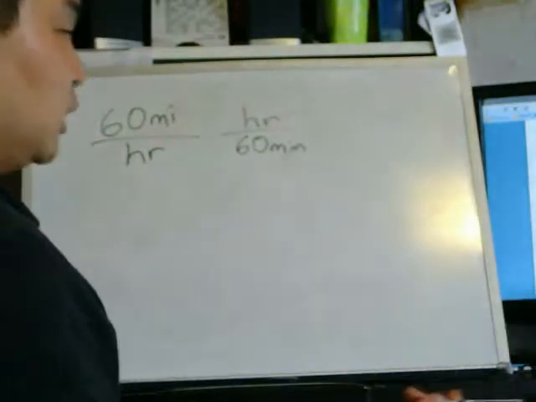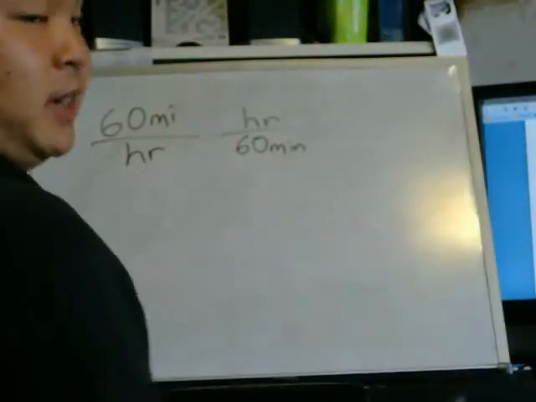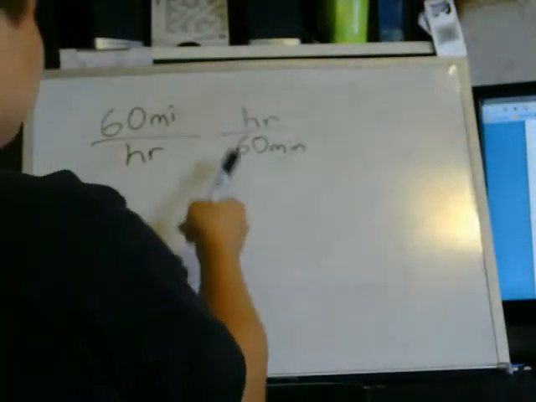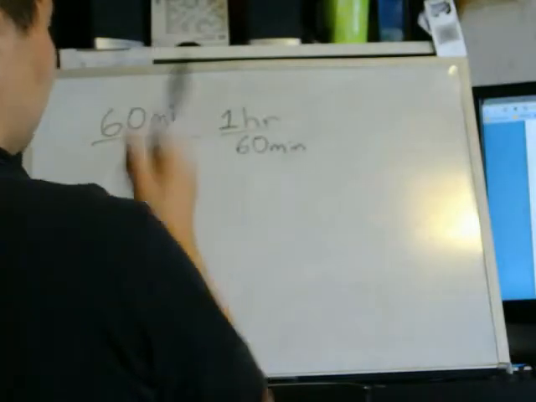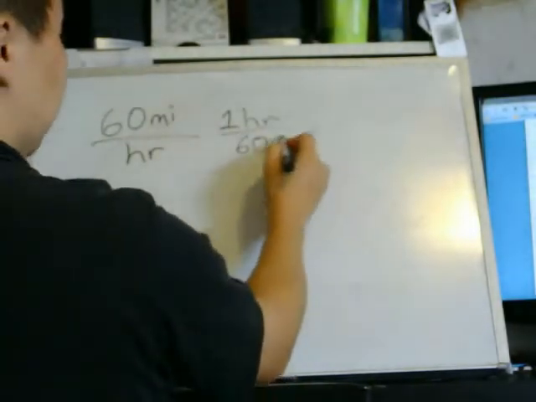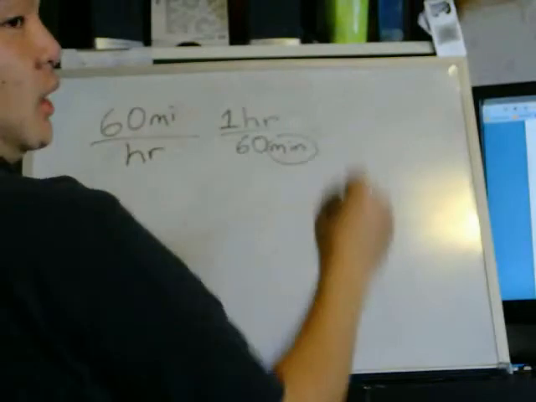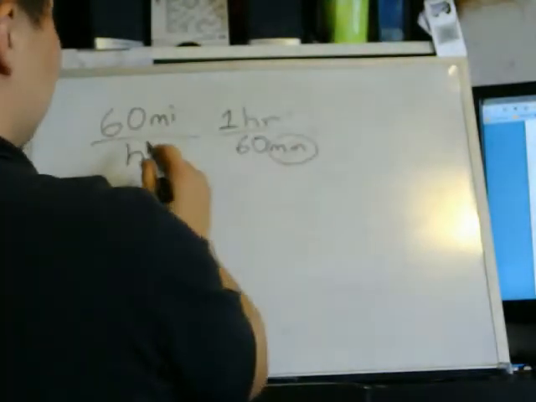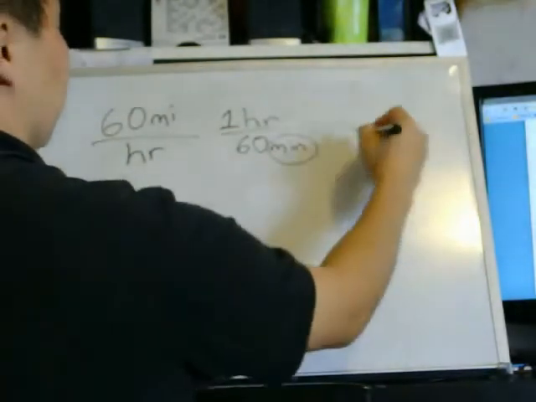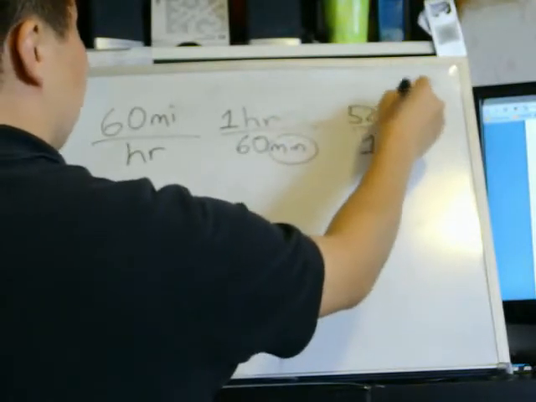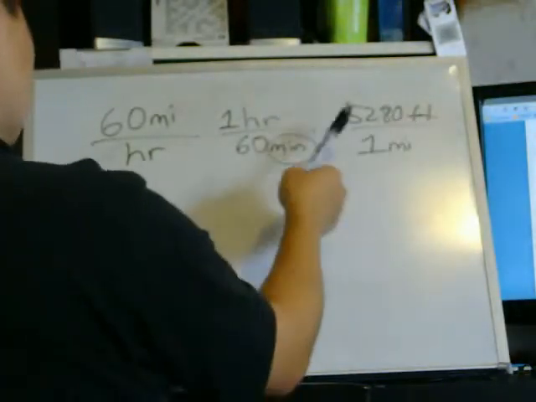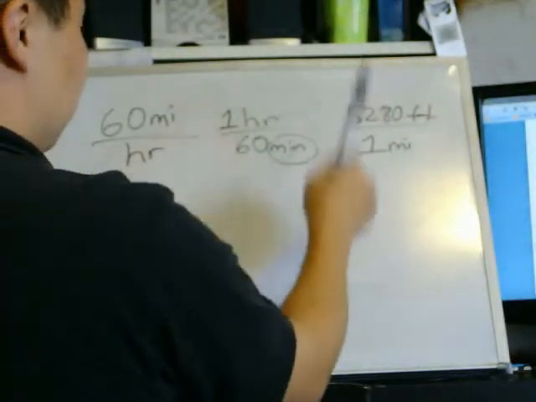You want to change 60 miles per hour into feet per minute. So you multiply this by hours over 60 minutes because there's 60 minutes in 1 hour. Now you have the minutes. You want this miles to be in feet. How many feet are there in a mile? In 1 mile, there is 5,280 feet. This you have to memorize.